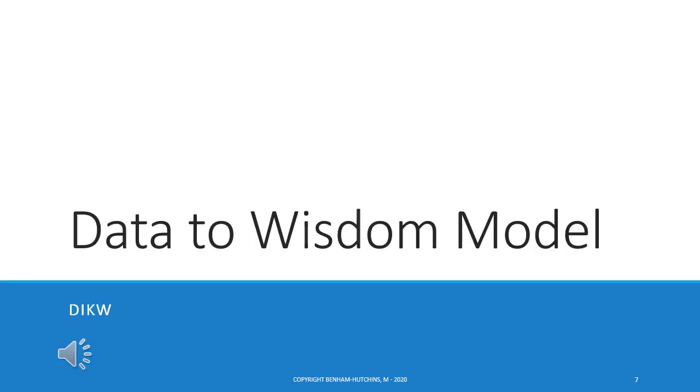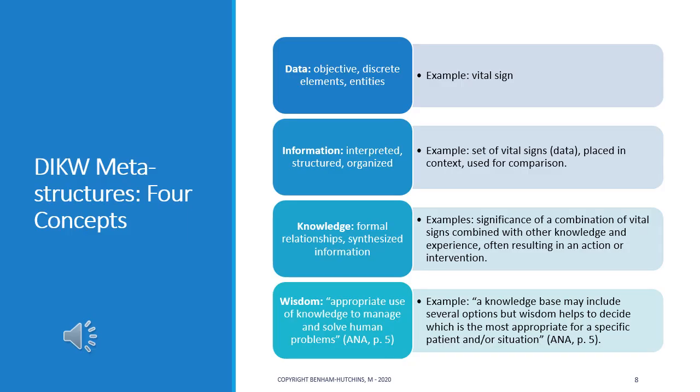So now we are going to move to examining in some detail the data to wisdom model. Data, information, knowledge, and wisdom. The data to knowledge model includes four main concepts. Data is described as objective, discrete elements and entities. So for example, in nursing practice, data might be a vital sign that stands alone. Or it could even be something like a blood pressure, where the systolic and diastolic stands alone.